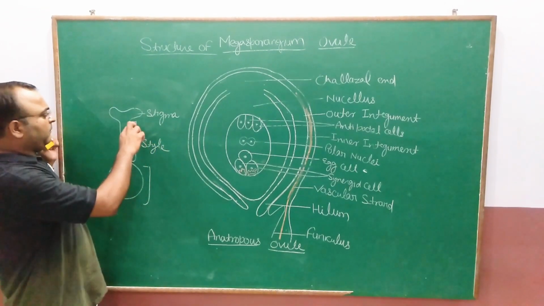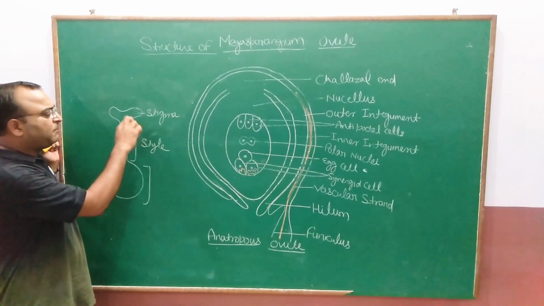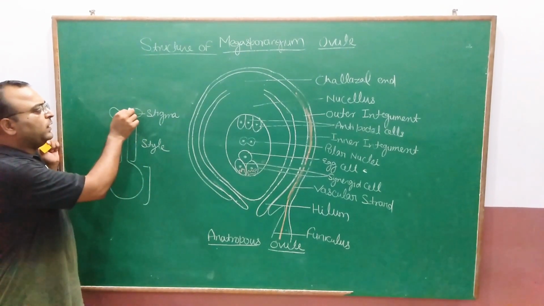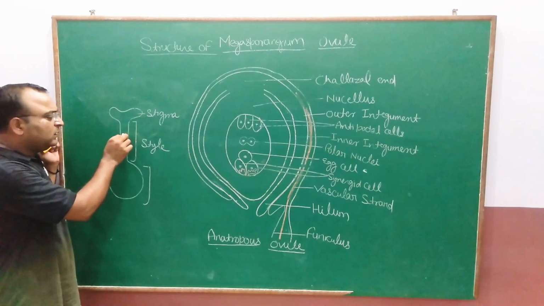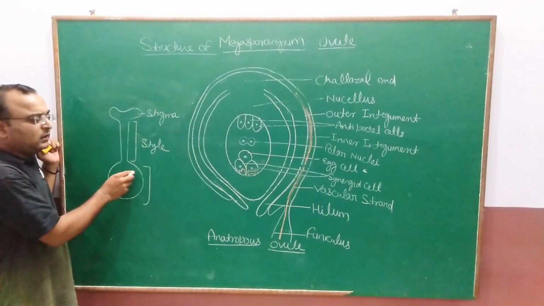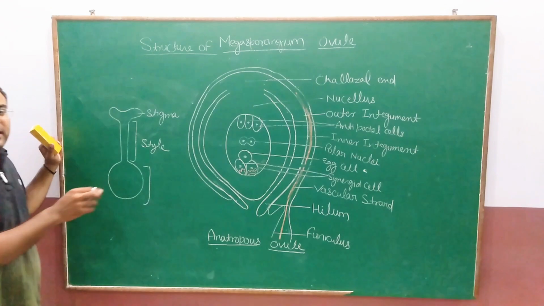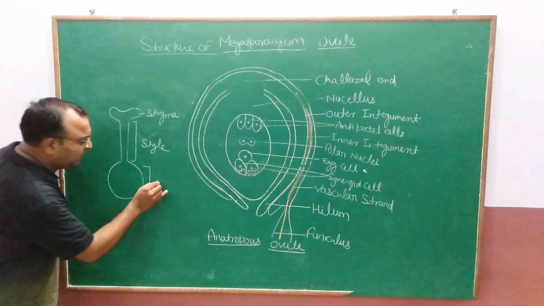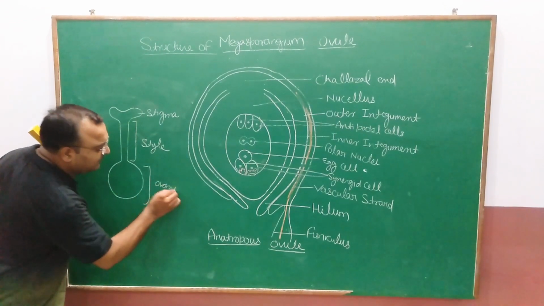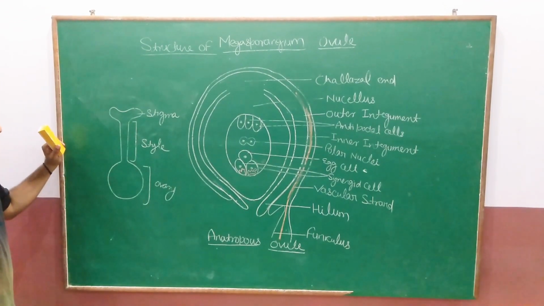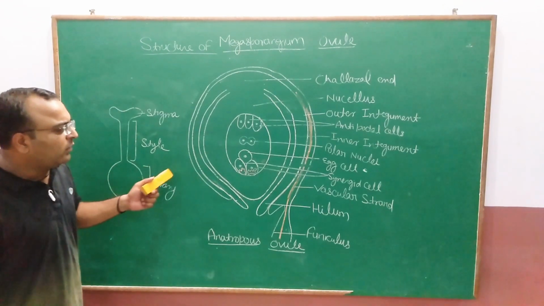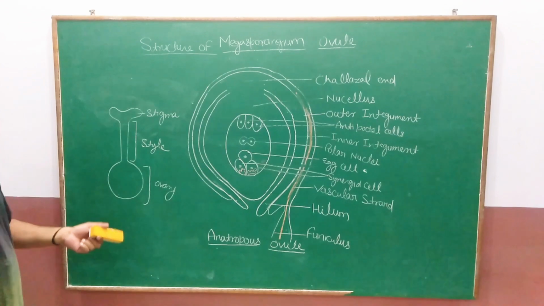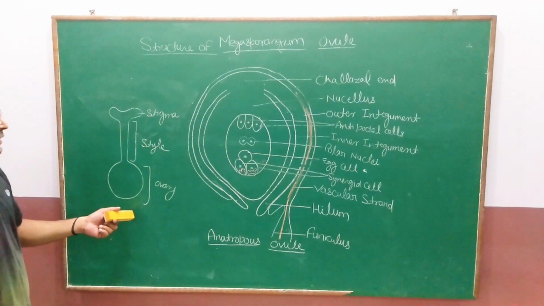Style plays a significant role. It provides a smooth pathway for the pollen tube, so that the pollen tube will easily reach the ovary at the bottom centrally. Is it clear? And this swollen part is known as ovary. Inside this ovary, it is going to produce the egg, or female reproductive gamete. Is it clear? So this is about the structural parts of the pistil.